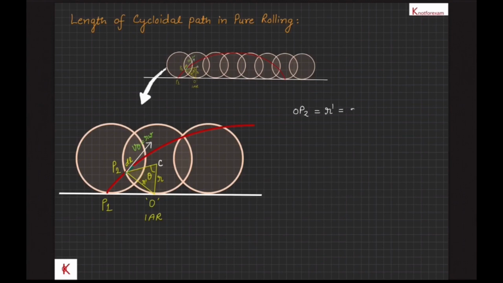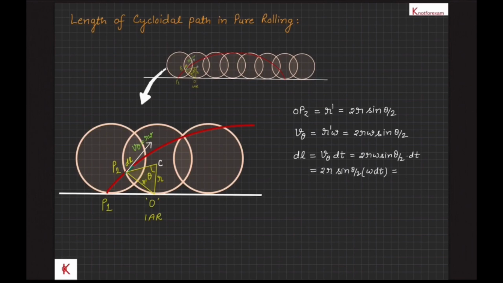Also by geometry, OP2, let it be r', is equal to 2r sin(θ/2), and velocity v_θ at this instant is equal to r'ω, that is 2rω sin(θ/2). Now in dt time, the path length traced at this instant, dl, will be equal to v_θ dt, that will be 2rω sin(θ/2) dt, that is 2r sin(θ/2) into ω dt, and ω dt will be the angular displacement dθ, therefore dl will be equal to 2r sin(θ/2) dθ.